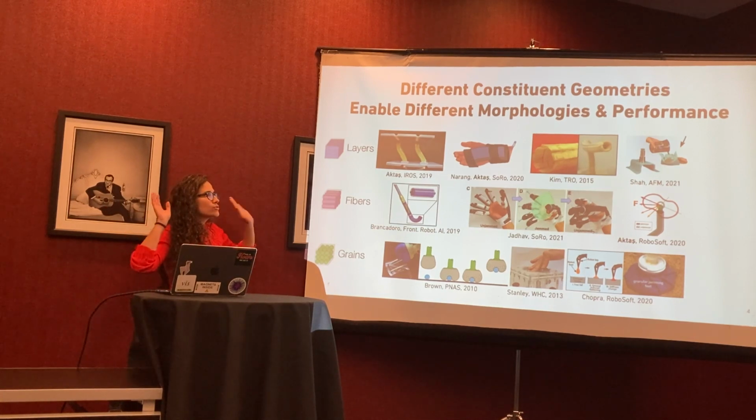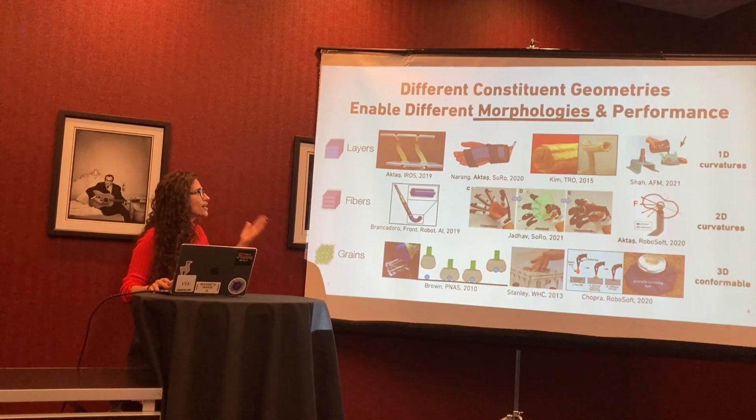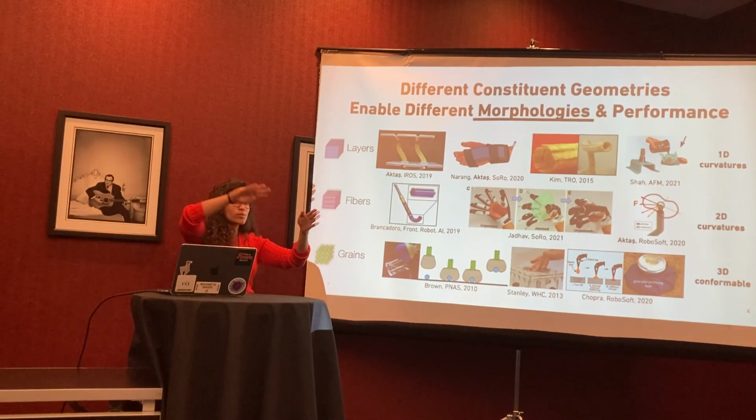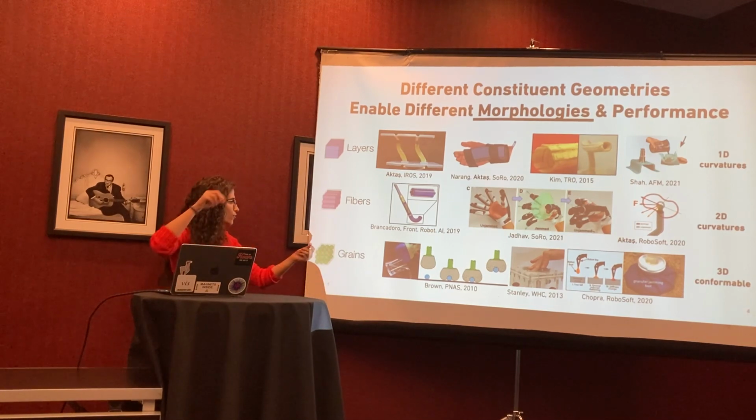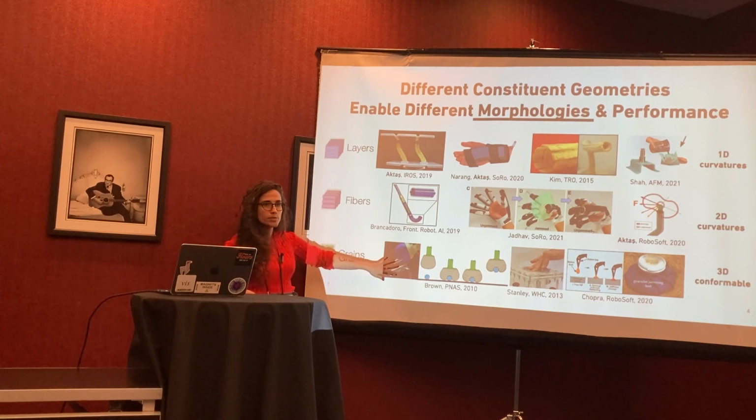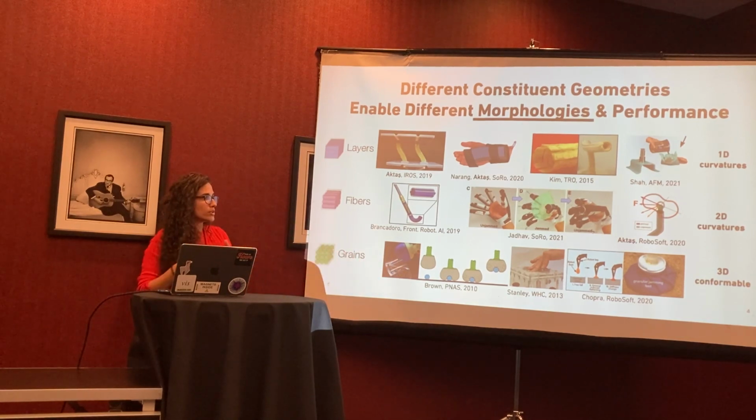If we just take a very sort of dumb high-level approach to this, we can kind of get an idea that in layer jamming structure, we're mostly going to deform in this 1D curvature. Fiber jamming, I can sort of follow a more 2D trajectory when I'm deforming. And in granular jamming, one of the most famous examples is the universal gripper, right? Coffee grounds in a balloon. And here you have this 3D conformability. But there's something a little bit more than that.